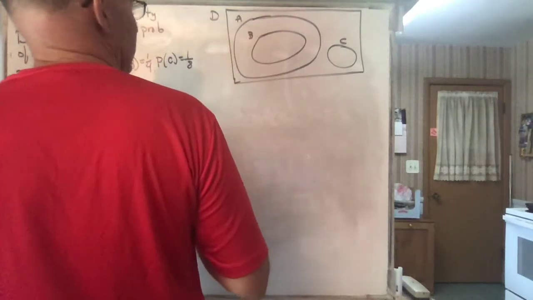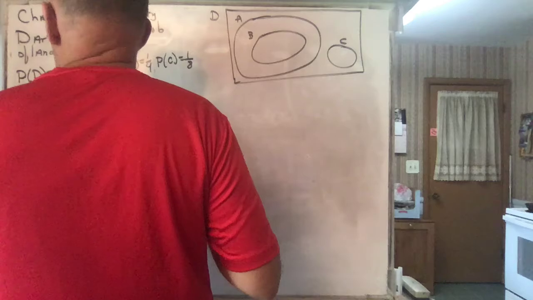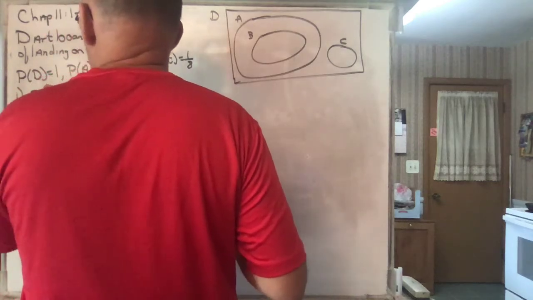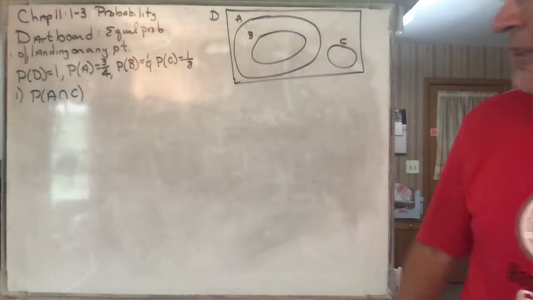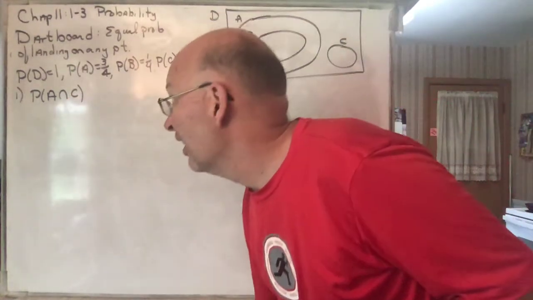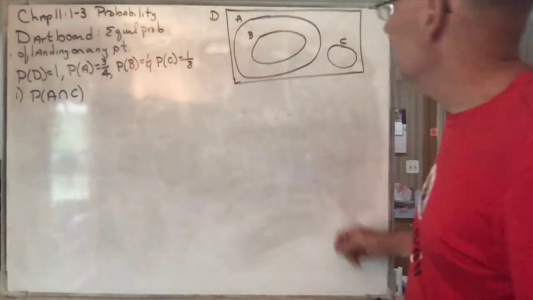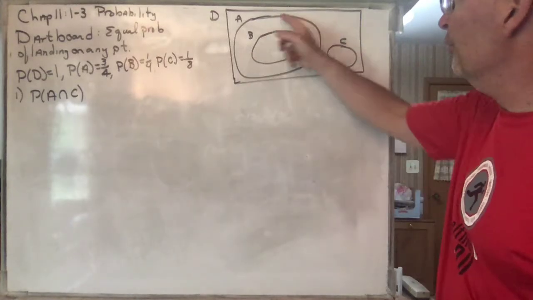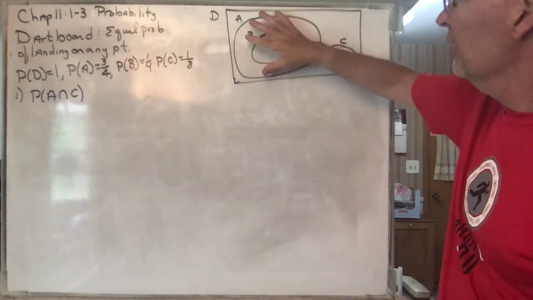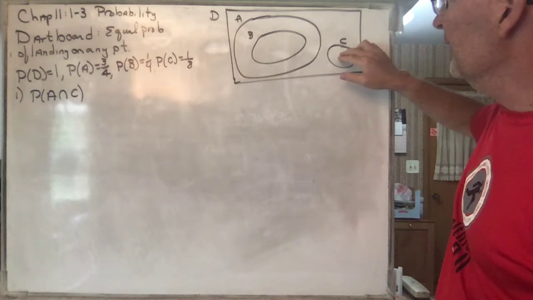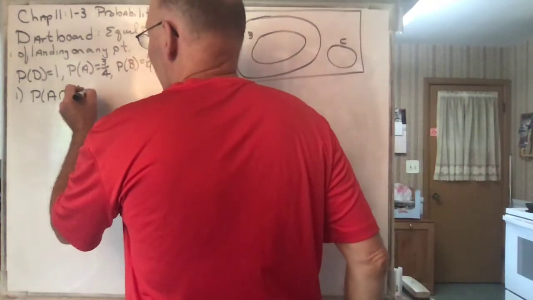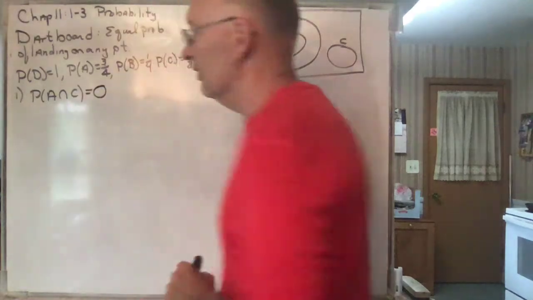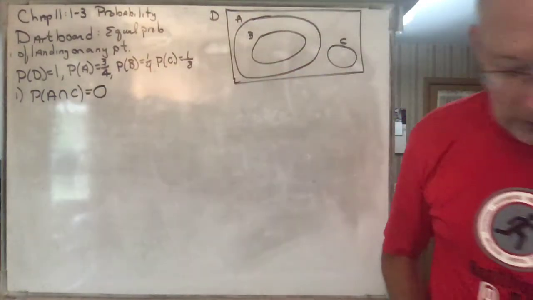What's the probability of landing in A and C? And I'm going to use this symbol again. I could use the word and, but mathematically that means the same thing. Do you agree that those two things are mutually exclusive? If you've landed in A, you're not in C. If you landed in C, you're not in A. So they are mutually exclusive. The probability is 0. Okay?